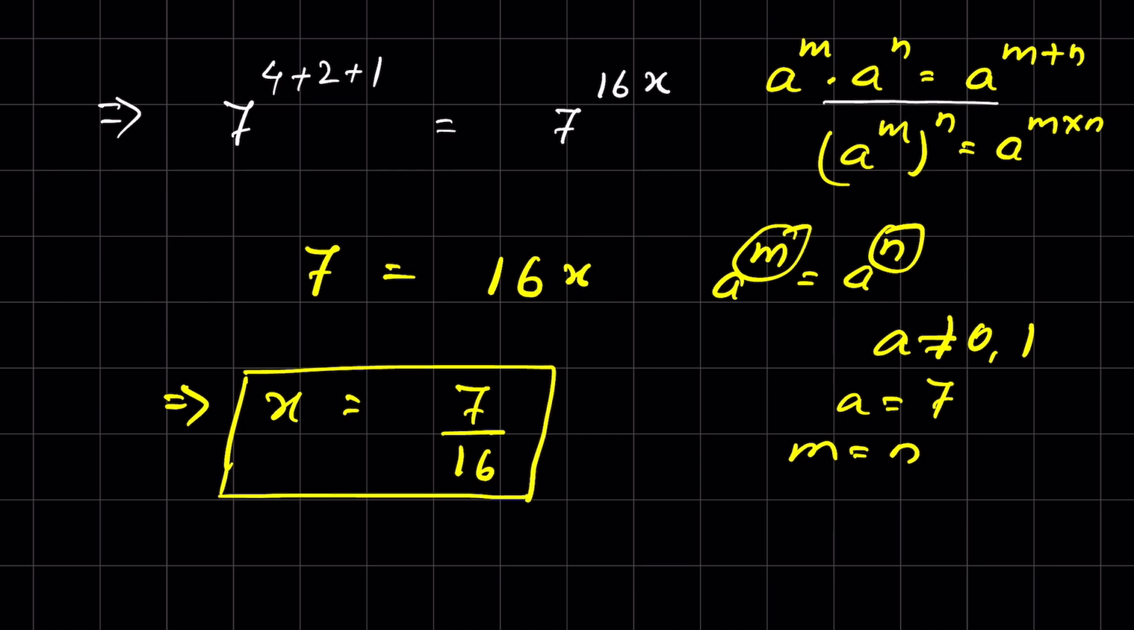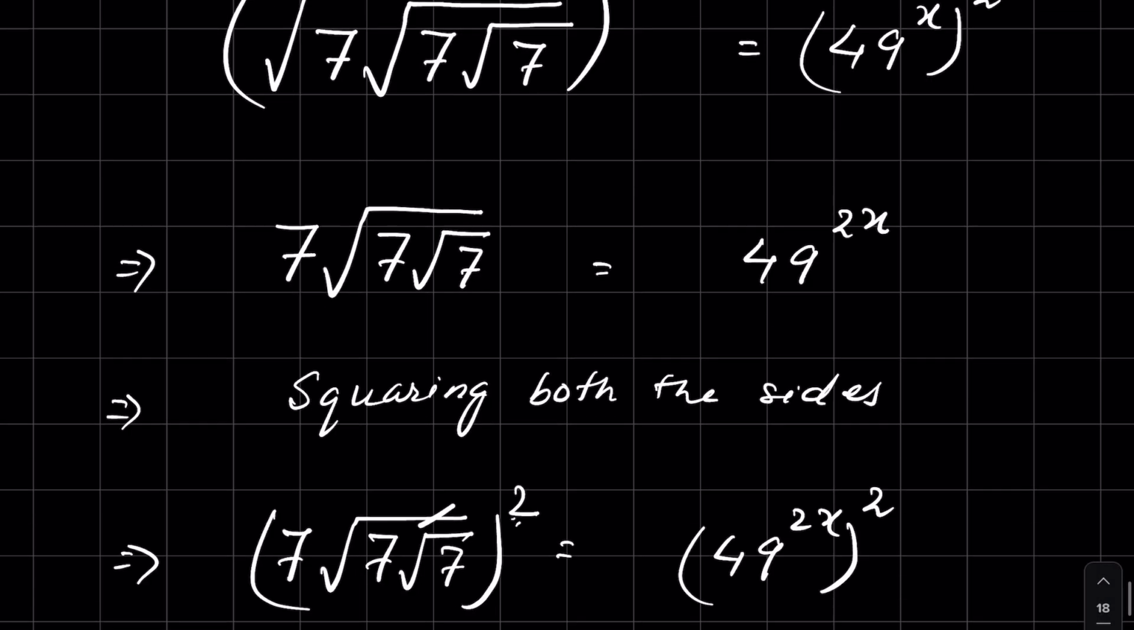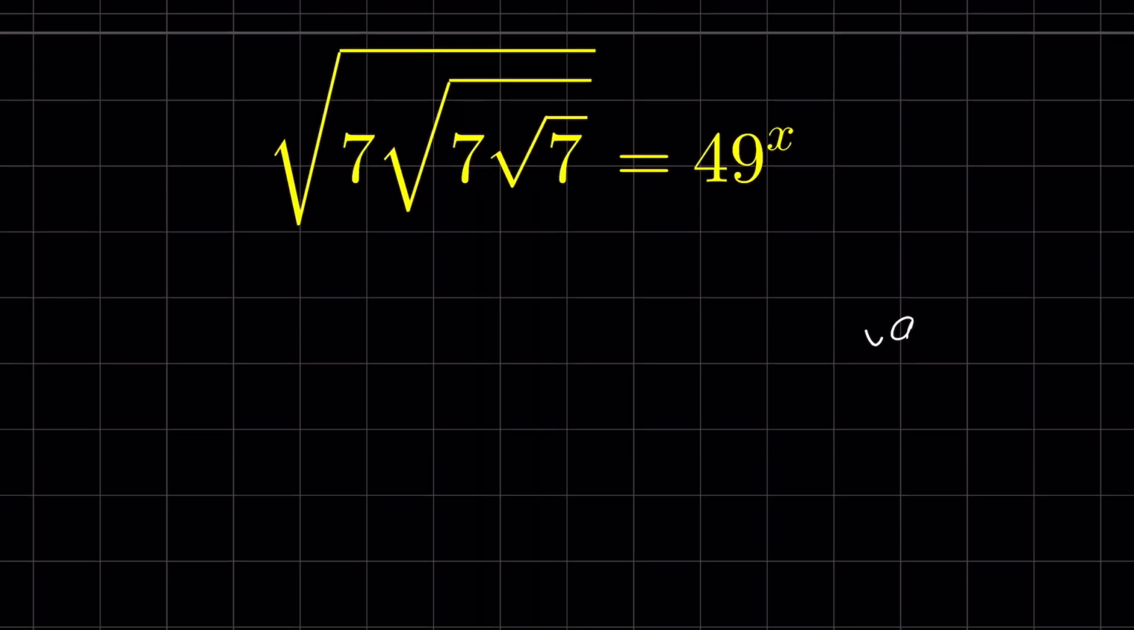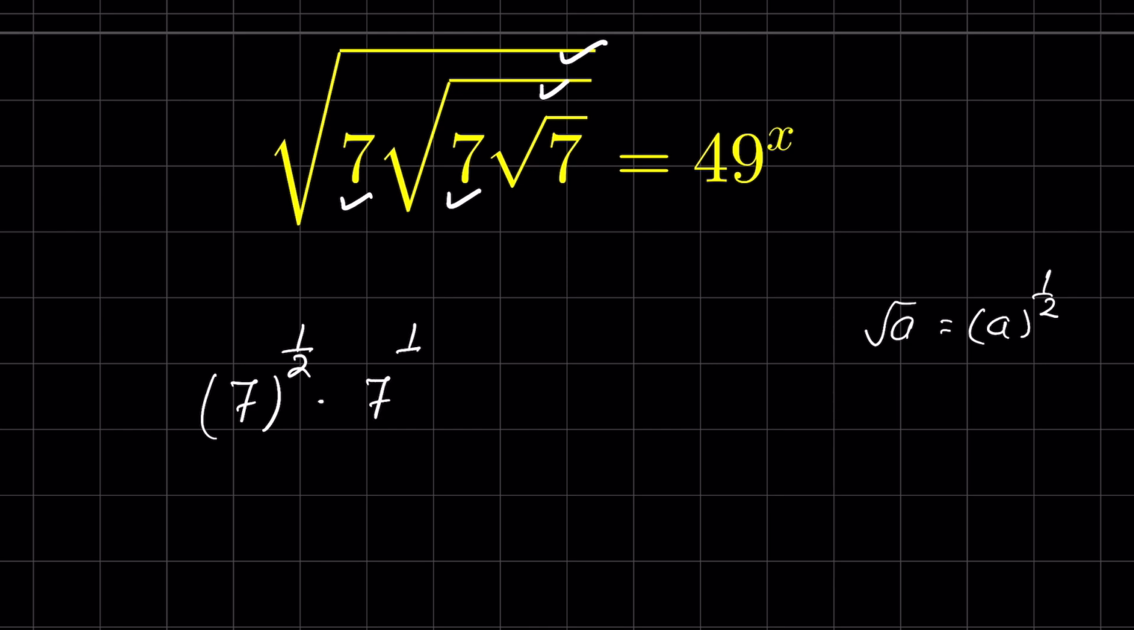Let's verify this answer. Before verifying, let's use the second method to find the answer, and that will self-verify the answer if we get the same answer with the second method also. We know that when a is under square root, it is equal to a raised to the power of 1 upon 2. So we can write 7 under square root as 7 raised to the power of 1 upon 2 times this 7 is under this square root and this square root. So 7 is raised to the power of 1 upon 2, then whole raised to the power of 1 upon 2, then times this 7 is raised to the power of this square root and this square root.